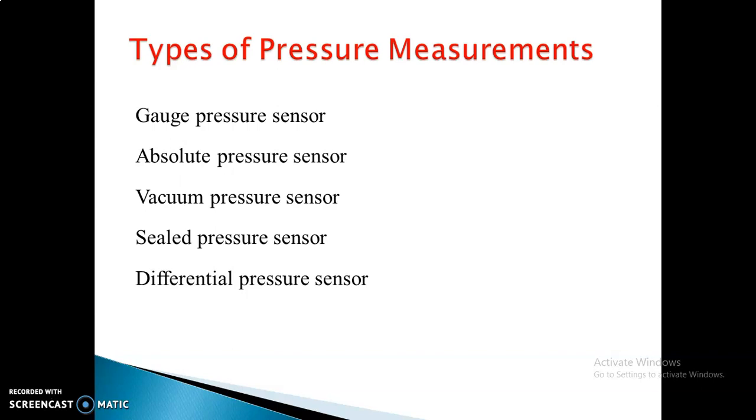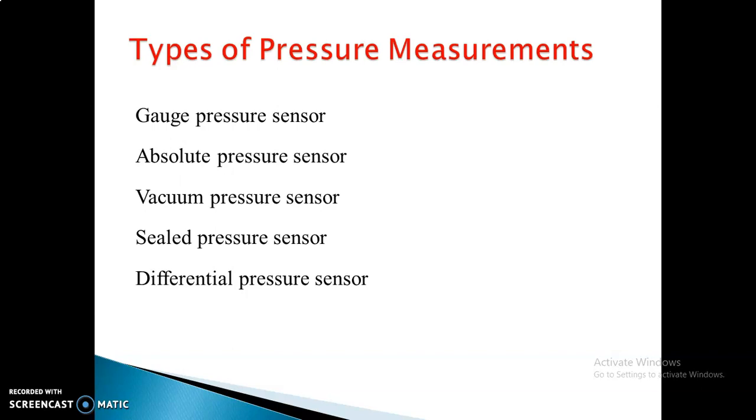There are so many types of pressure measurements we have. They are gauge pressure, absolute pressure, vacuum pressure, sealed pressure, and differential pressure. I think you all know what gauge pressure, absolute and vacuum pressure are. So vacuum pressure is at zero level, right?